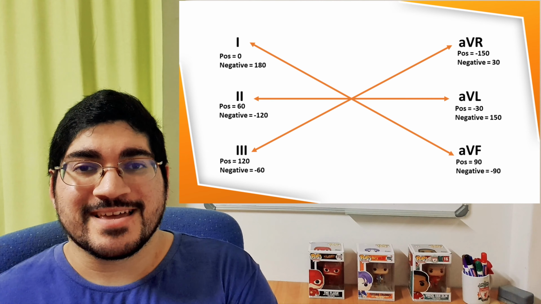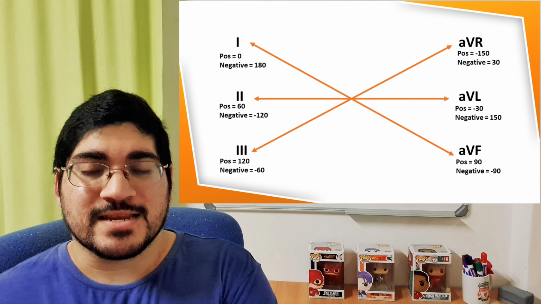Now what happens if lead 2 is negative? How do you calculate a negative? And the way you do it is actually pretty easy. So if a positive lead, like lead 2, was positive 60 degrees, then to find the negative, you say that positive number minus 180. So 60 minus 180 is negative 120. So a negative lead 2 would have an axis of negative 120.